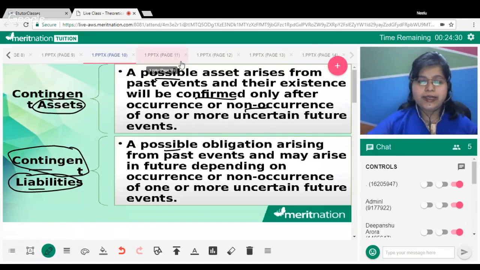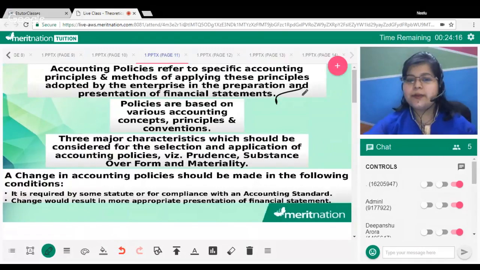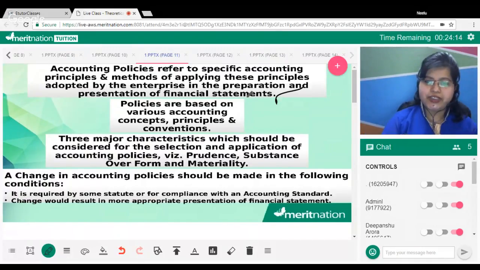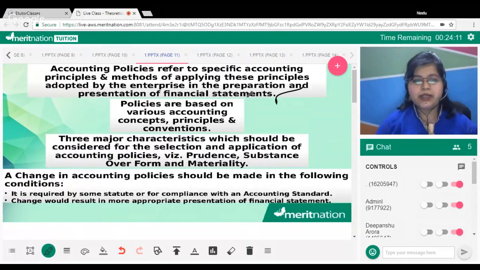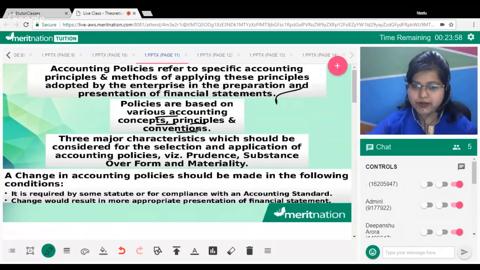Now, the next part is accounting policies. Accounting policies refer to specific accounting principles and methods of applying these principles adopted by enterprises in the preparation and presentation of financial statements. These are some important points that we are discussing. Policies are what you should keep in mind while preparing the accounts. Again, policies, concepts, and conventions go hand in hand. They are based on various accounting concepts, principles, and conventions.